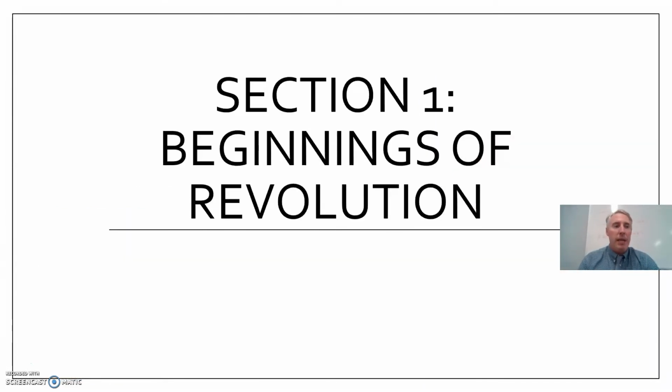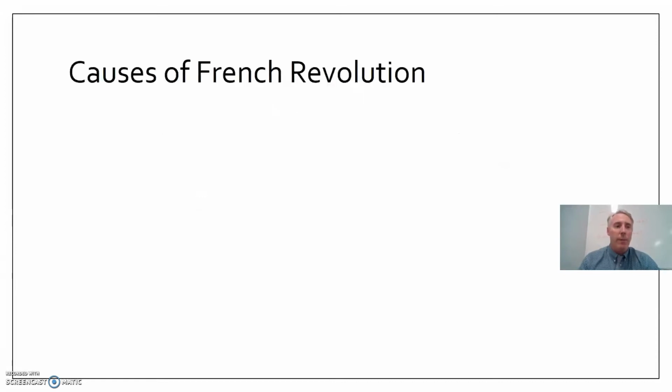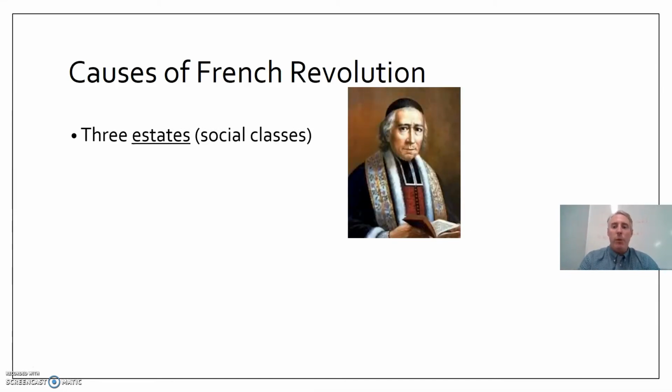Okay, so Section 1, Beginnings of the Revolution. In order to understand the beginnings of the revolution, we have to understand the causes of the revolution. Now, understanding why and how the revolution began requires an understanding of what French society was like. Since medieval times, French society was divided into three estates, or social classes. You've got the first estate, which was the church.